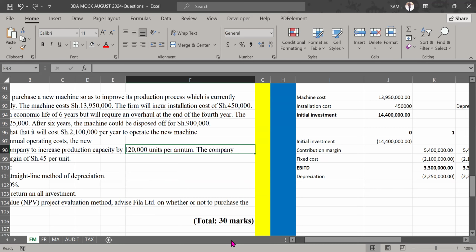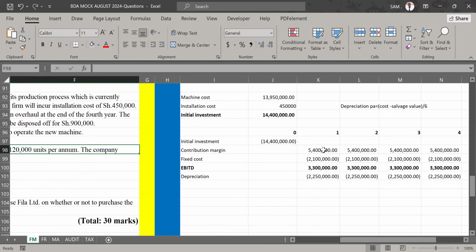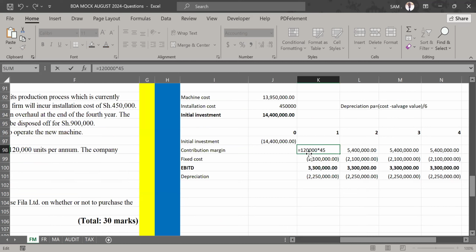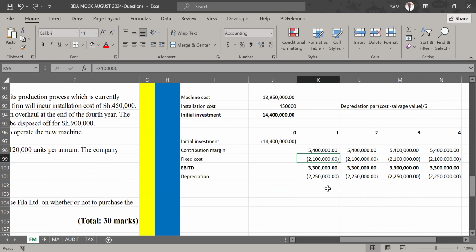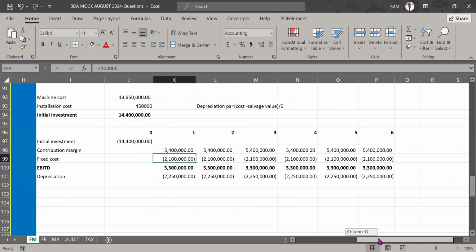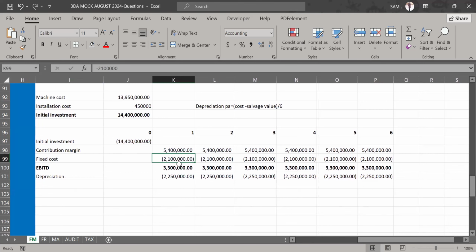So that's how we got the contribution margin, by multiplying the number of increased units per year because of the new machine by the contribution margin per unit. That's how we got 5.4 million. And that 5.4 million contribution margin remains constant from year 1 to year 6.